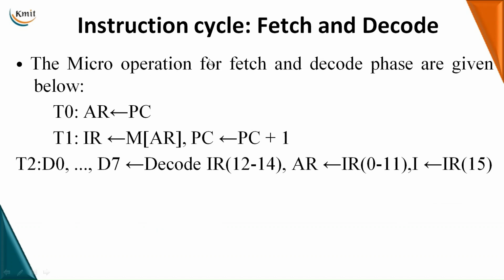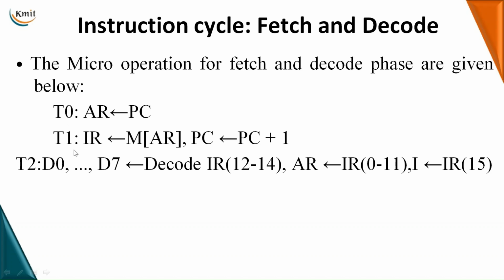If you see the micro operations required for the fetch and decode phases, at timing signal T0, whatever address is pointed by the program counter is loaded into the address register. The address register holds the address of the instruction that has to be fetched from the memory. The program counter points to the address of the first instruction initially. That address has to be copied into the address register, and this is done at timing signal T0.